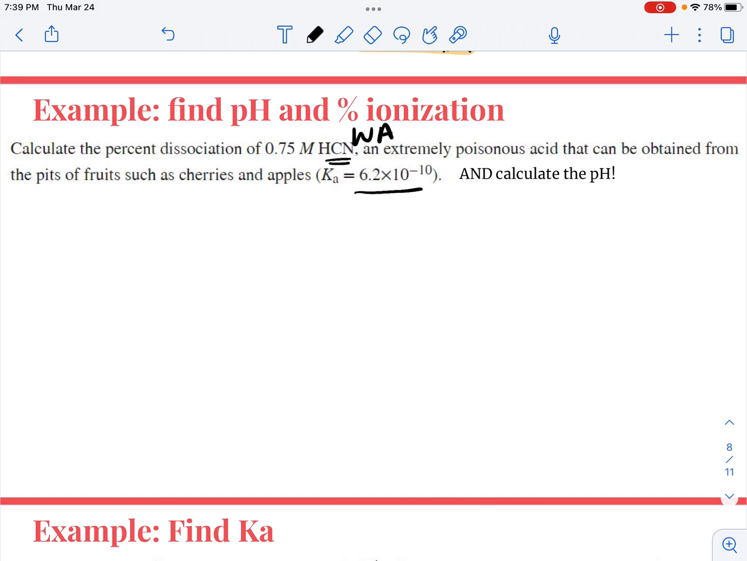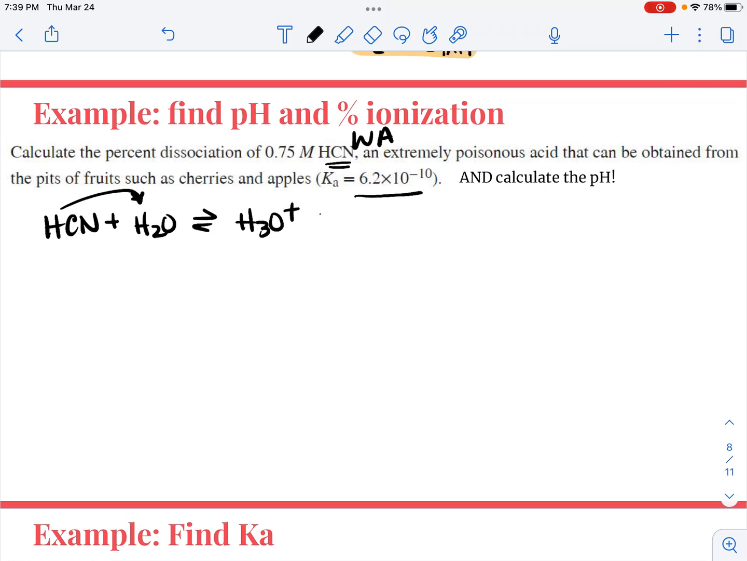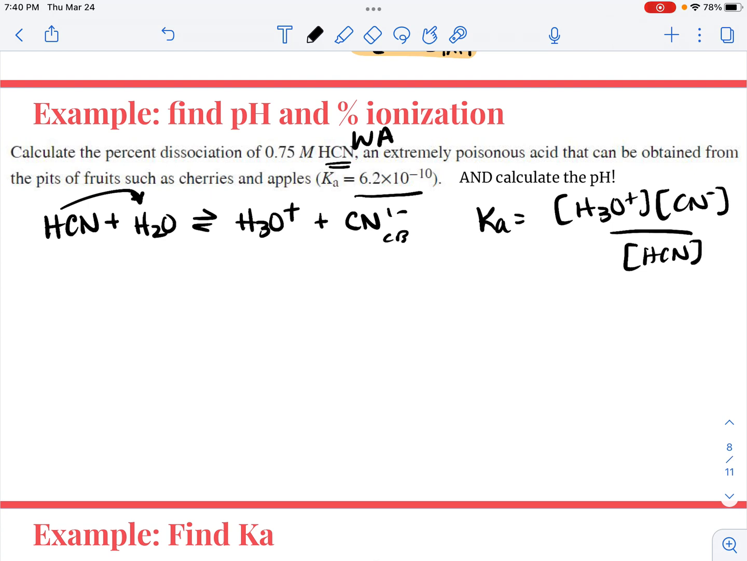So for the percent dissociation, we definitely need our equation. So I'm going to write HCN plus water at equilibrium with the hydronium ion, because this H is going to transfer, and the cyanide ion. So the cyanide ion is the conjugate base. And I'm going to write Ka equals H3O plus times cyanide concentration over HCN concentration, because those are my three things that are aqueous in solution. The water is a liquid, so I'm going to ignore it in my ICE chart.